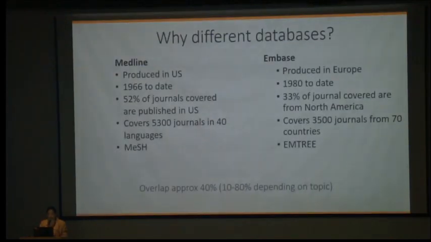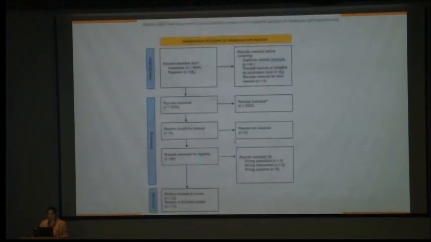Why do we search different databases? This is just a comparison of two different databases. You can see here Medline and Embase have an overlap of only approximately 40%. So that's why we require that at least two be covered.